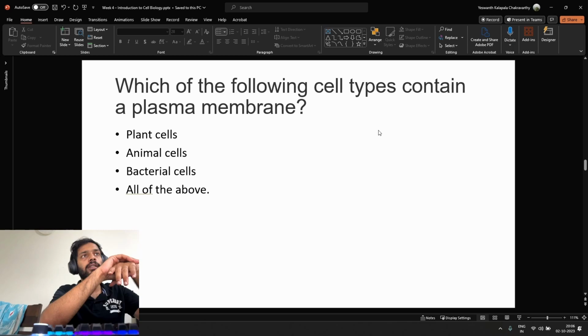Okay, so which of the following cell types contains a plasma membrane? A plant cell, animal cell, bacterial cell, or all of the above? All of the above. Yeah, all these cells contain a plasma membrane.